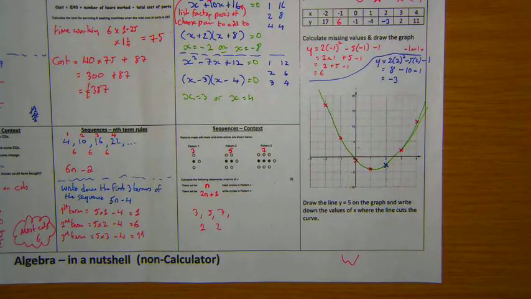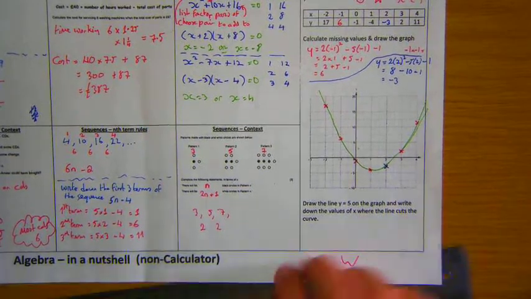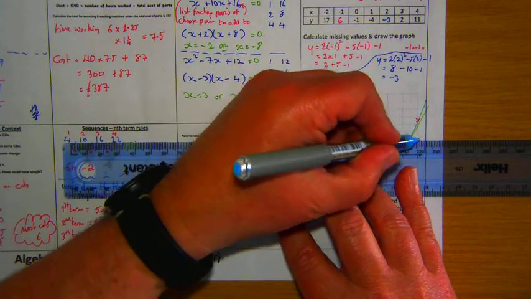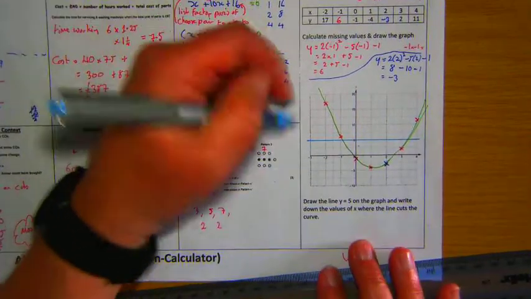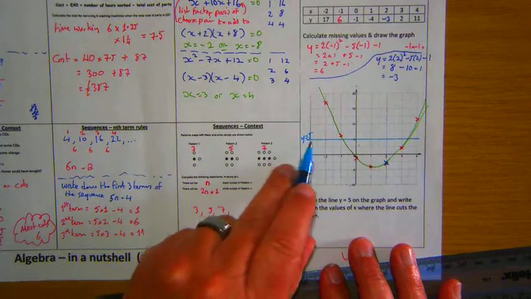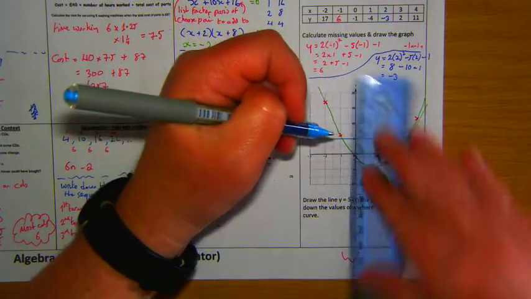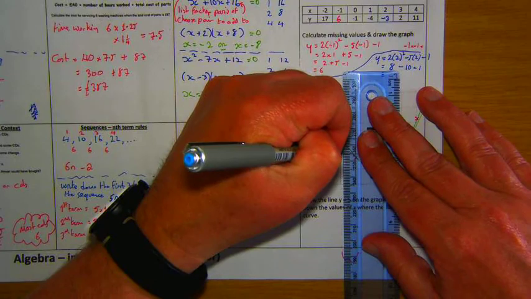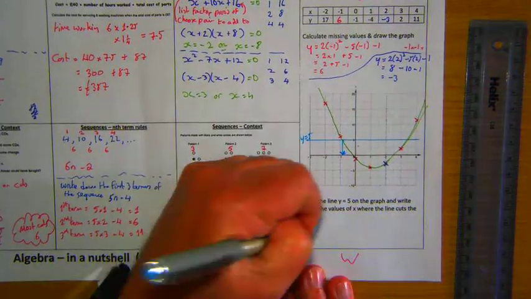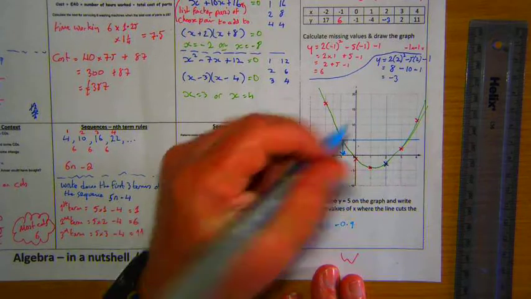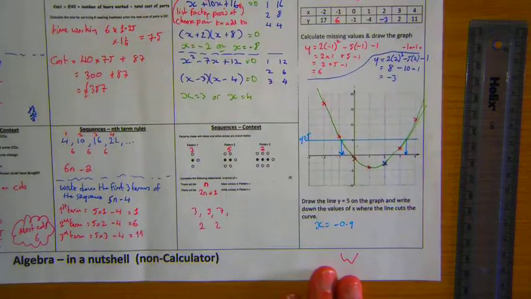So if I just get myself another colour, the line y equals 5 goes through the y coordinate 5. So the y coordinate 5 is that one there. We'll talk more about those when we do reflections and things in geometry. So that's the line y equals 5. Because wherever you are on that line, the y coordinate will be 5. They then want you to write down what the x coordinates are for those points there. So that x coordinate there will be minus 0.9 probably, and this one here will be 3.4.